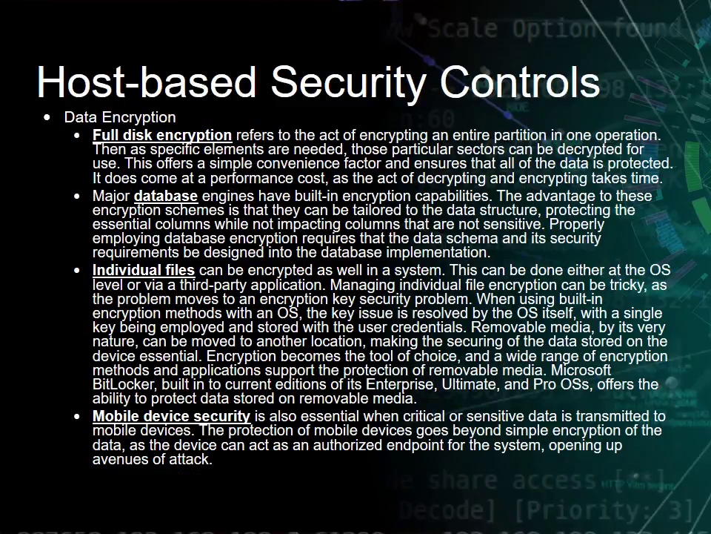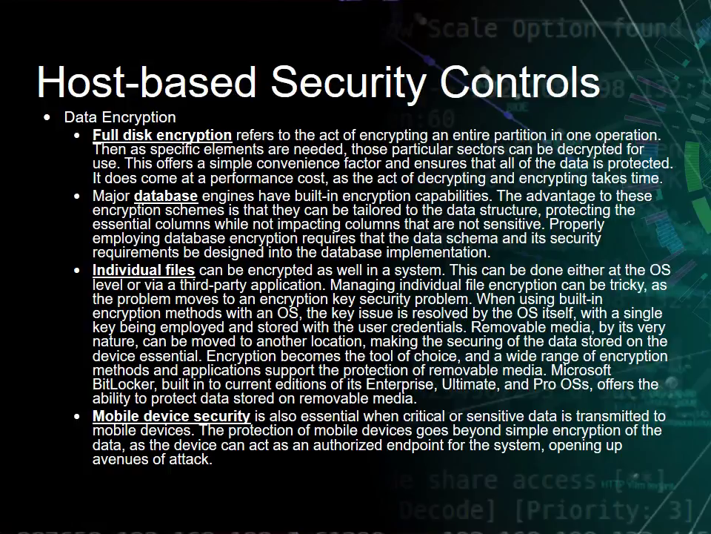So let's look at the different types of data encryption. Full disk encryption refers to the act of encrypting an entire partition in one operation. Then, as specific elements are needed, those particular sectors can be decrypted for use. This offers a simple convenience factor and ensures that all of the data is protected. It does come at a performance cost, as the act of decrypting and encrypting takes time.